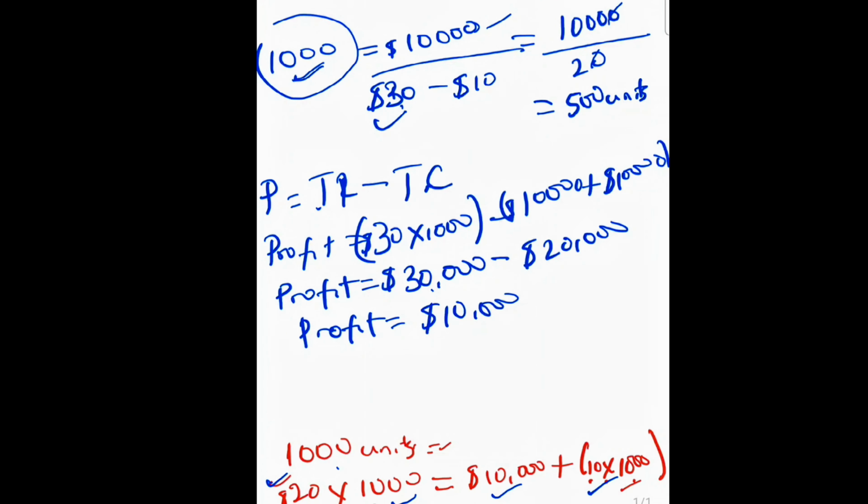So that means just by increasing our selling price, by making our selling price $30 instead of $20, we were able to make a profit of what? $10,000. And we can actually go as far as, after increasing our profits, let's assume we're able to reduce our costs, our variable costs.